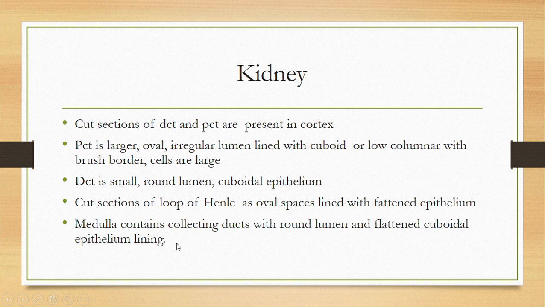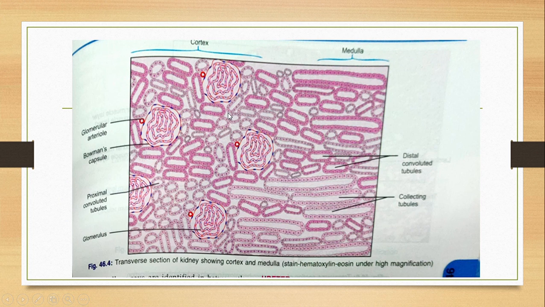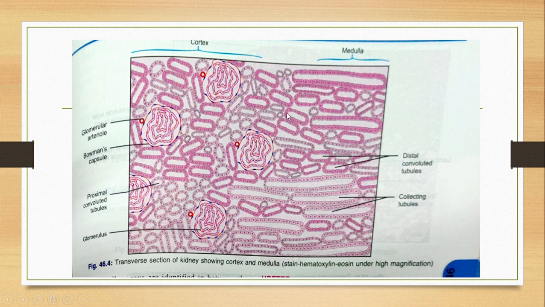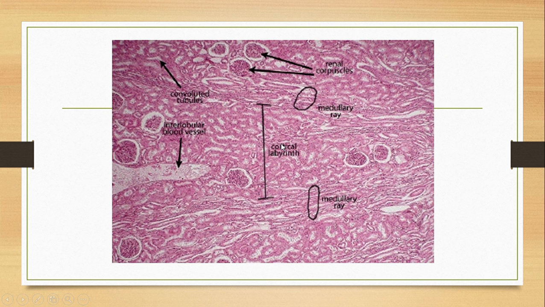So these are the collecting ducts or collecting tubules, cut sections of which form the medullary ray. This is how it appears under the microscope, and this was the schematic representation of the kidney under the microscope.